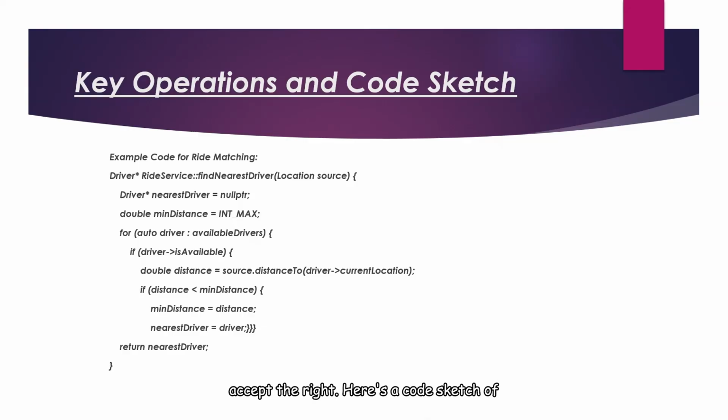Here's a code sketch of how this operation could look. The find nearest driver function calculates the distance for all available drivers, compares them, and returns the closest one. This operation is key to ensuring that riders get matched quickly and drivers don't waste time on long distances.